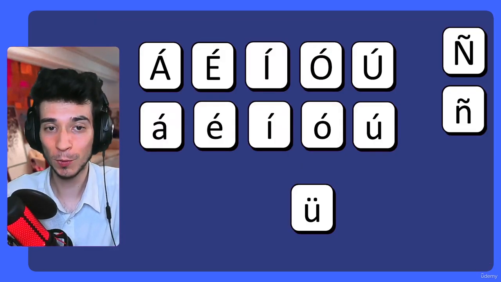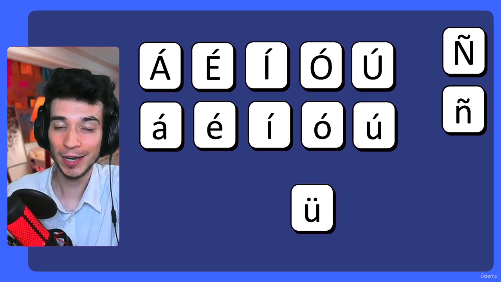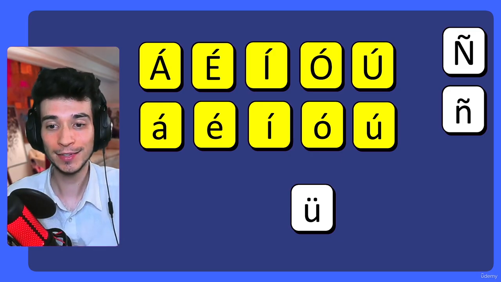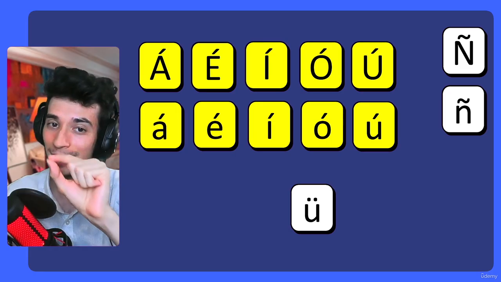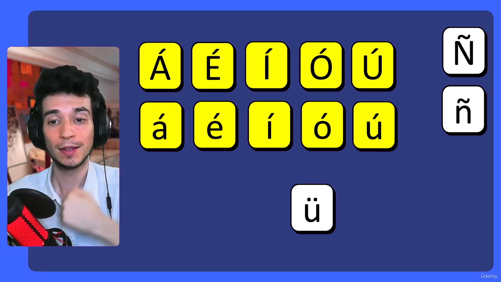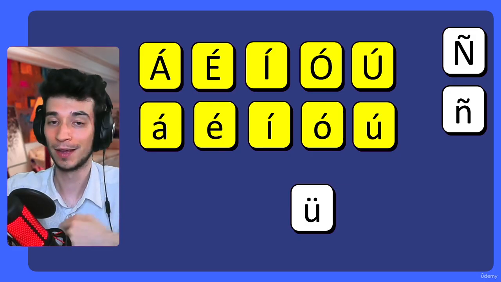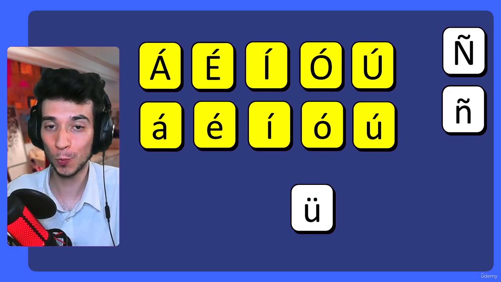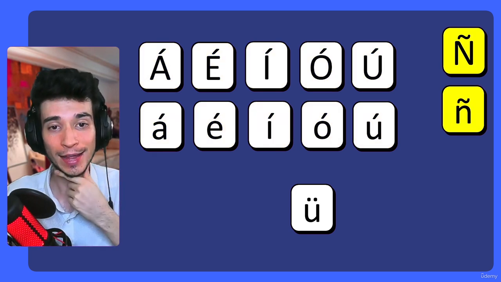These are the extra letters that we have in Spanish that English doesn't have, which are A, E, I, O, U with an accent. The accents are basically the little line on the top of the vowels. The accents only work for vowels. They don't work for other letters, only for vowels, which are A, E, I, O, U. And the other letters we have are ñ.